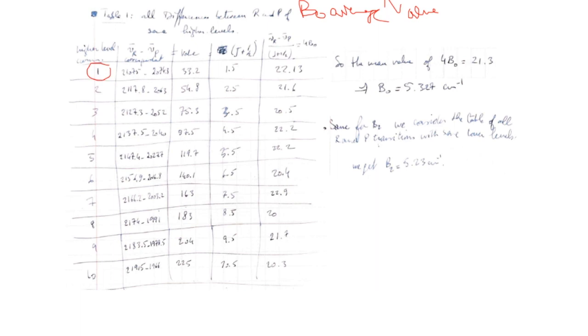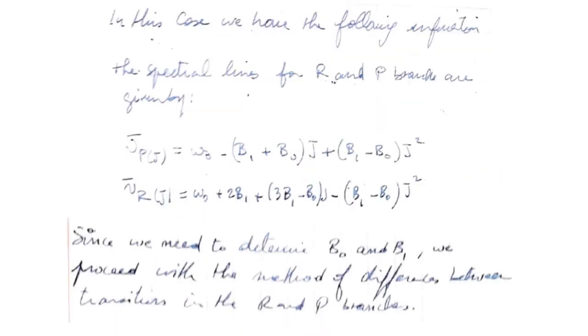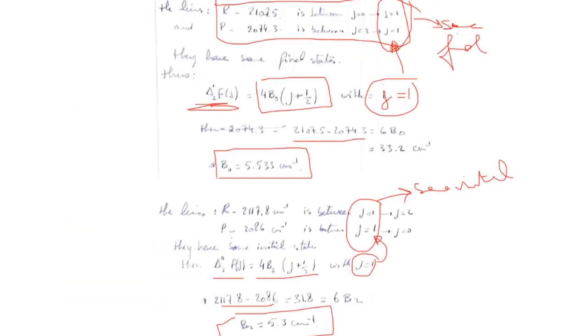Now this difference corresponds to j plus 1, where the common j is 1 because that's the final state. What we do here is divide this by j plus 1. Why? Because if you go back, the difference is 4b0 (j plus 1). So if you divide the difference by j plus 1, you get 4b0. And that's what we're doing.